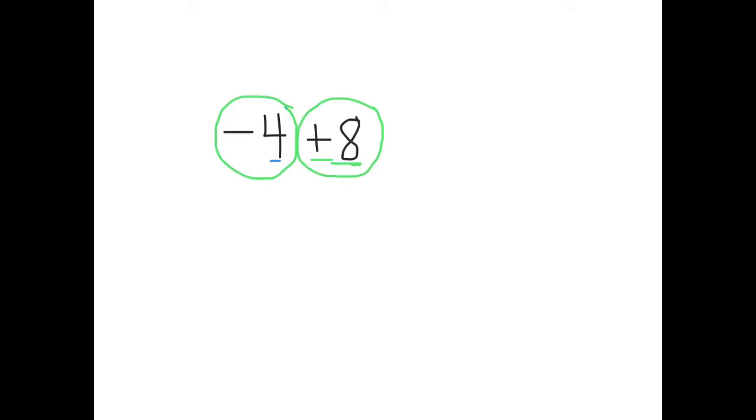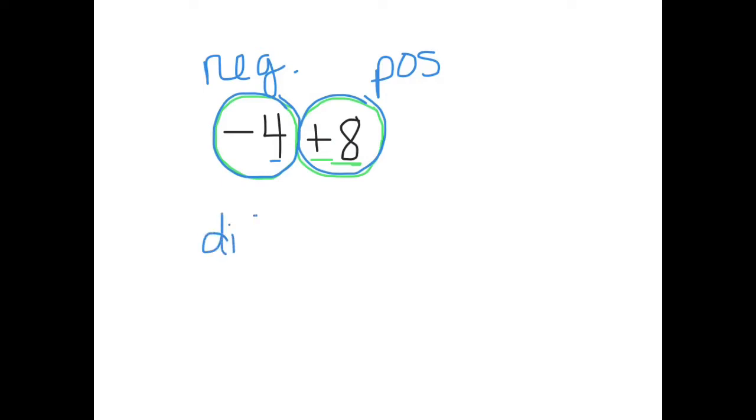So then I want you to look at this. Do these two terms have the same sign? Well, this first term is negative. This second term is positive. So they do not have the same sign. They have different signs. And whenever we add or subtract integers, if the two numbers have different signs, then we subtract.